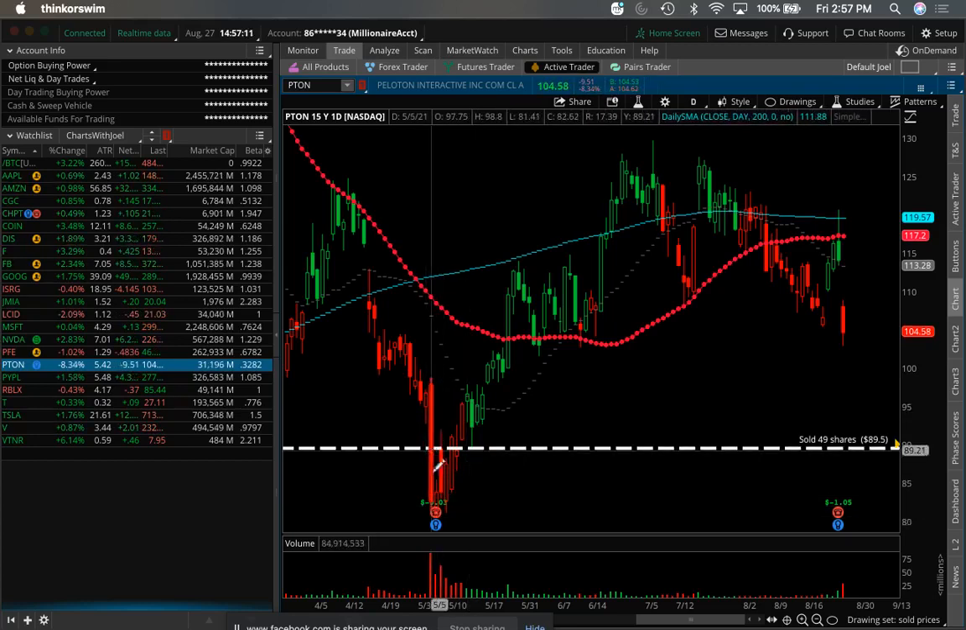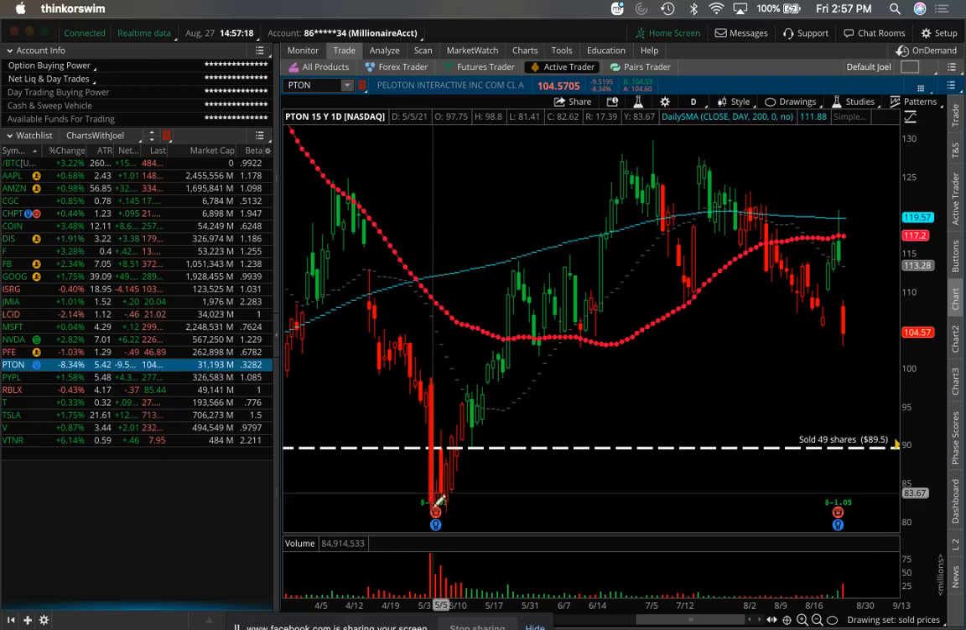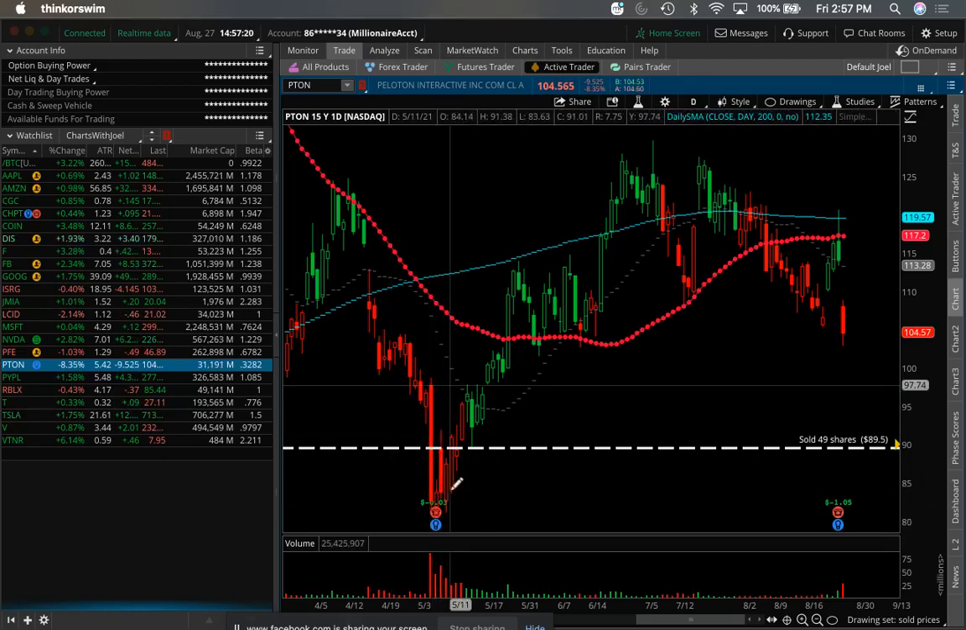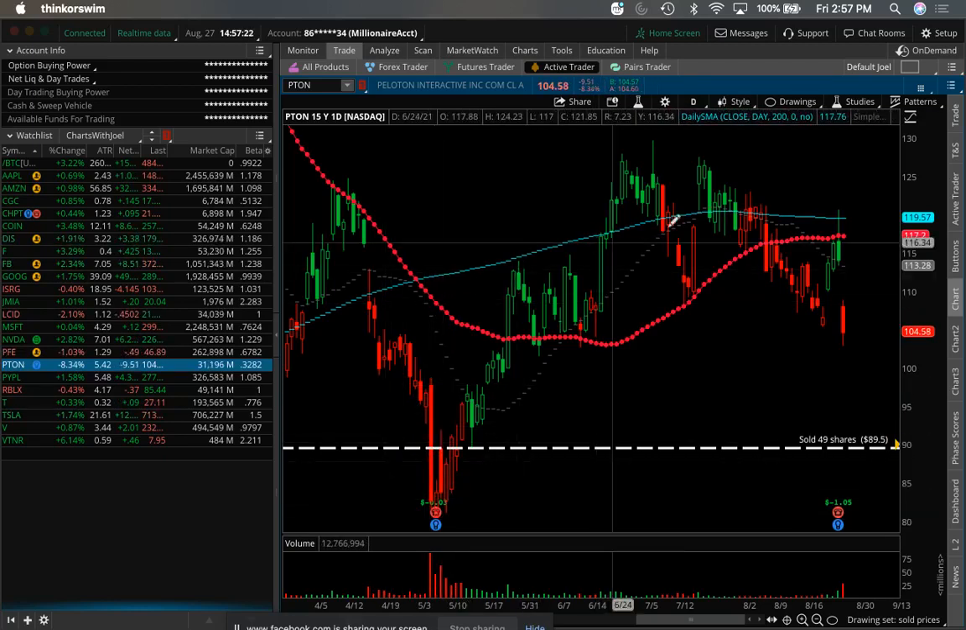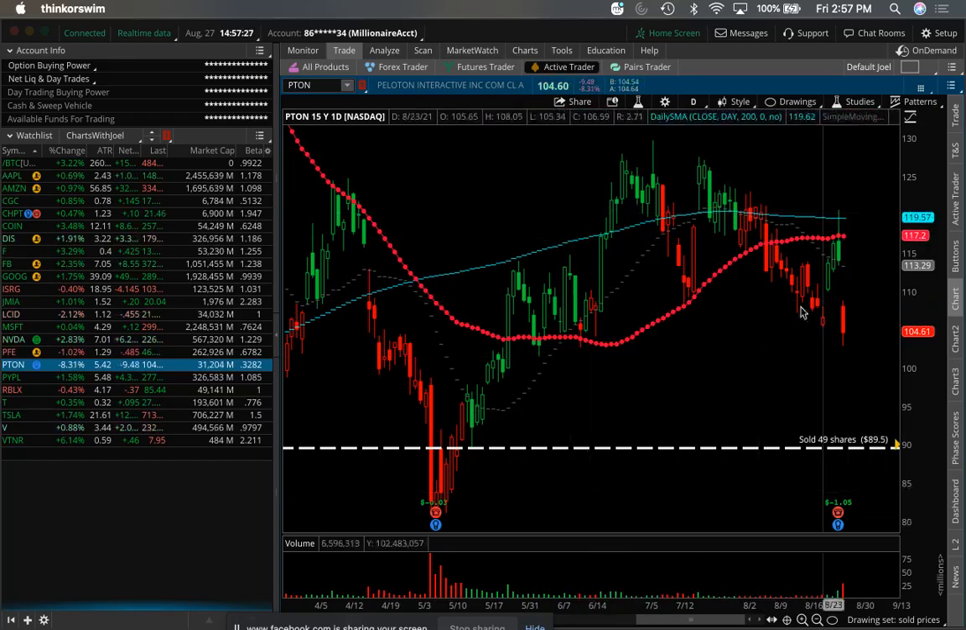Now, I didn't sell it at the absolute low. The absolute low was 81.1, so I saved myself about $8. But I did sell it on this big bar here, and a lot of you guys sold as well. But we're underneath the 200 day, so if you're going to buy it, this is the best buying opportunity.